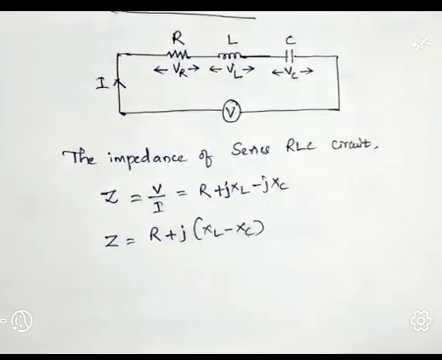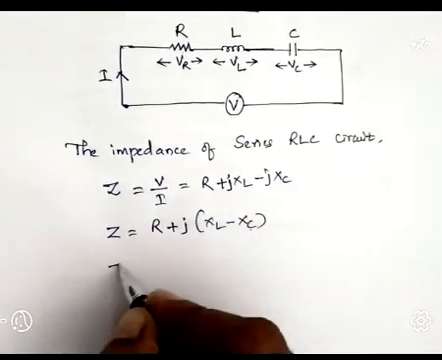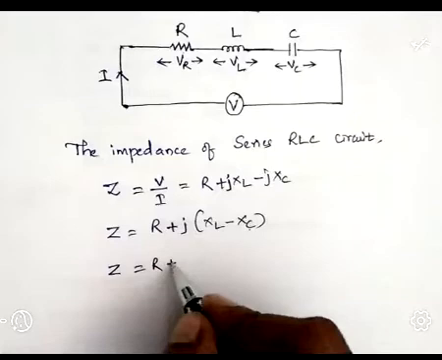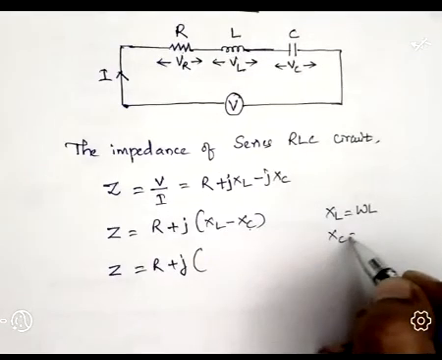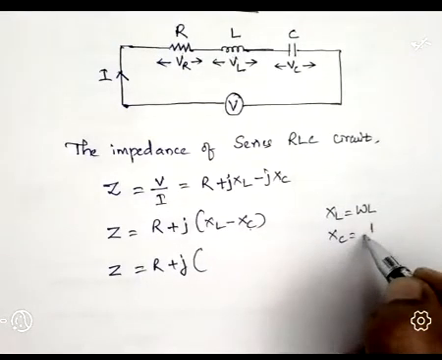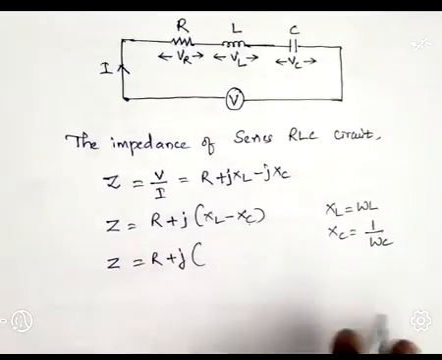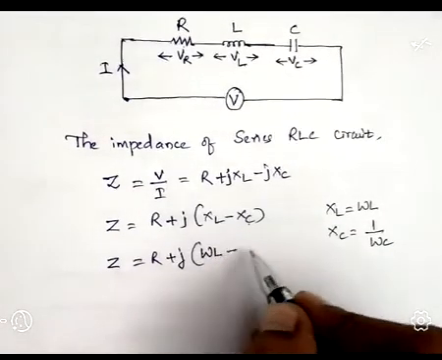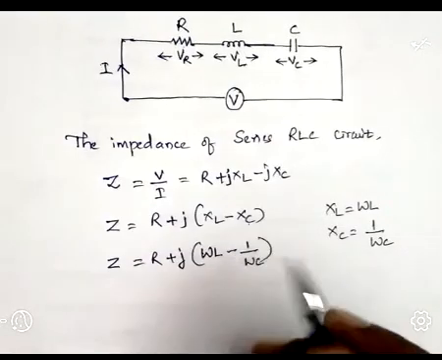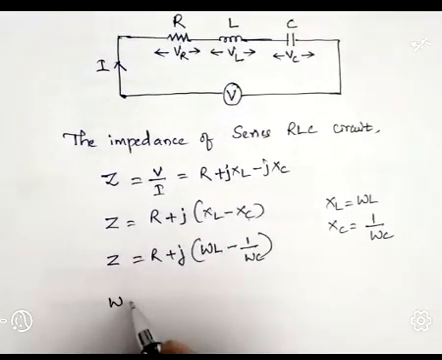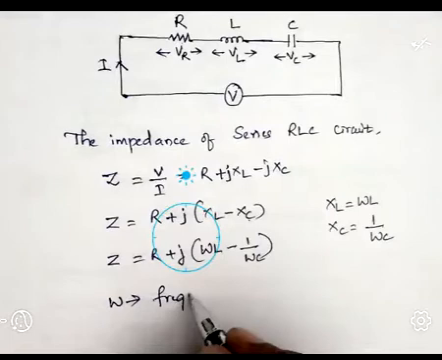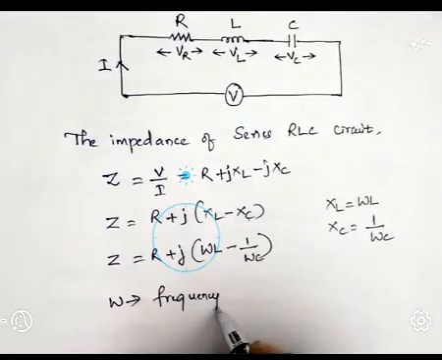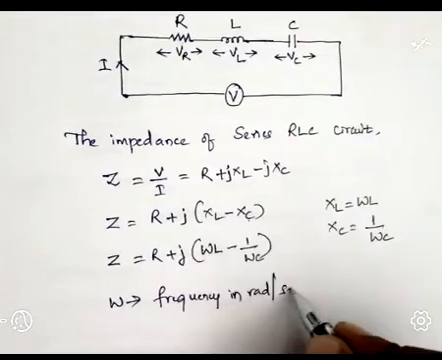Now, for the simplification, Z equals R plus j. We know that XL equals omega L, and XC, the capacitive reactance, equals 1 by omega C. Let us substitute here: omega L minus 1 by omega C, where omega indicates the frequency component in radians per second.